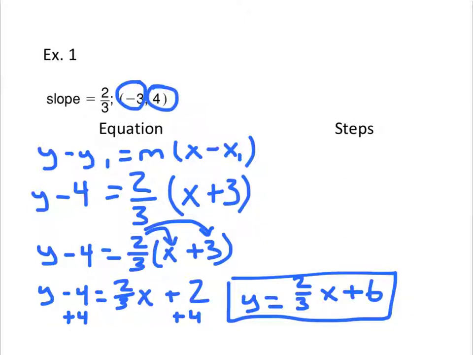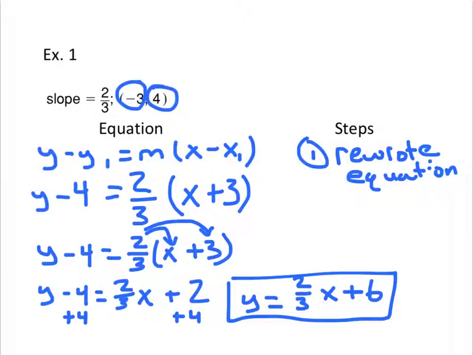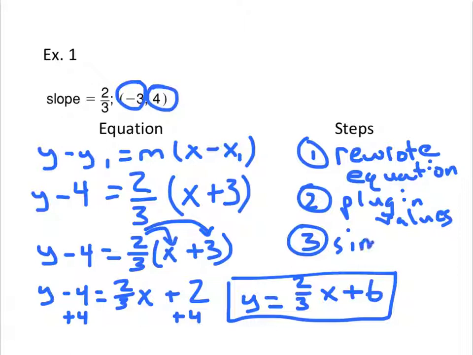So the steps that we had to do there. First thing we did was we rewrote the equation with a formula. The second thing we did was we plugged in values. And then the third thing we did was we simplified. And that involved distributing and all that good business.